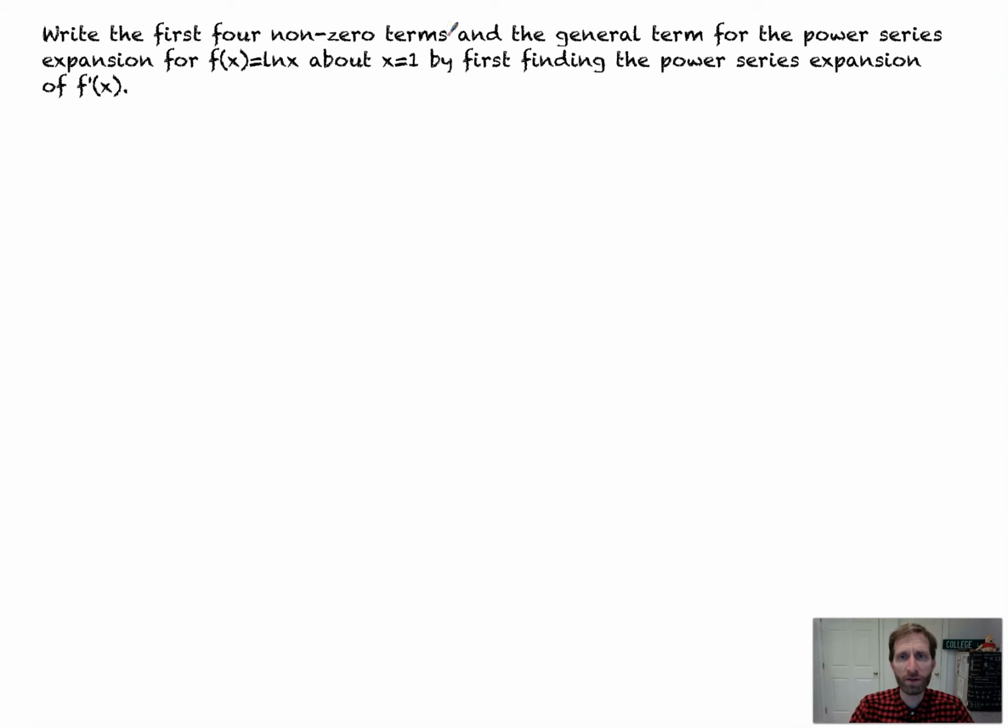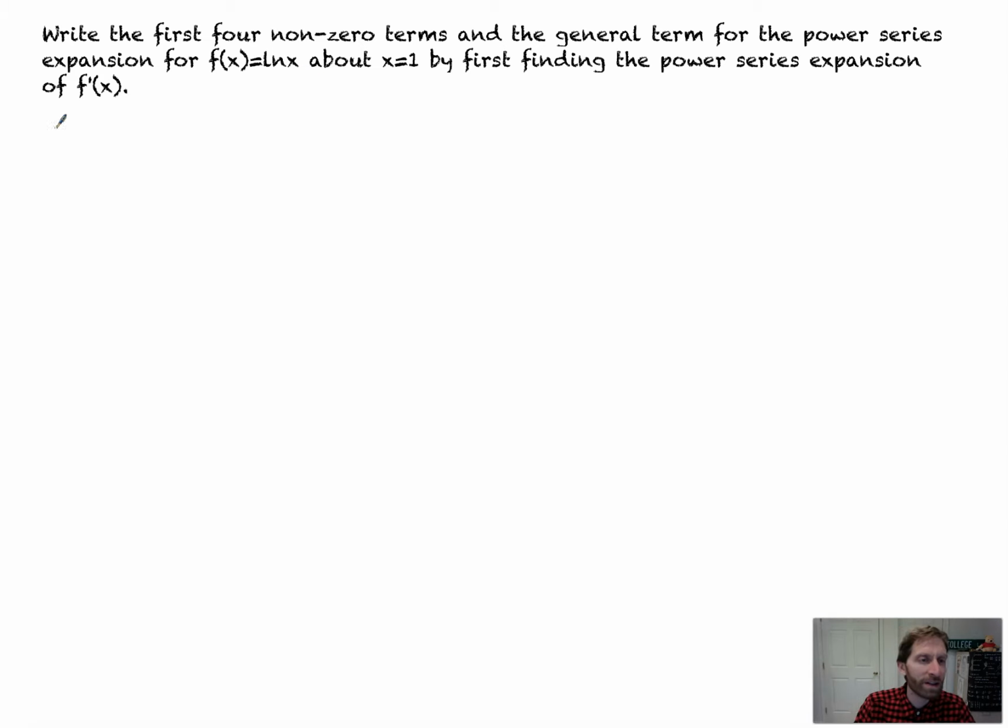Write the first four non-zero terms and the general term for the power series expansion for ln x about x equal 1 by first finding the power series expansion of f prime of x. What? So we could use a Taylor series power series expansion, if you will. So we could use the Taylor process for this. It will work. You'll get the same answer. I'm showing you another way of getting the power series for ln x.